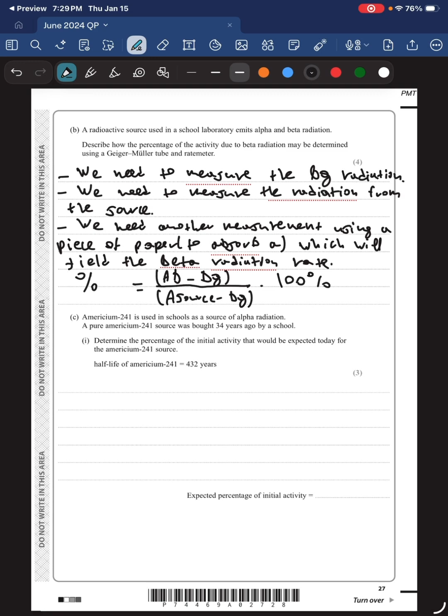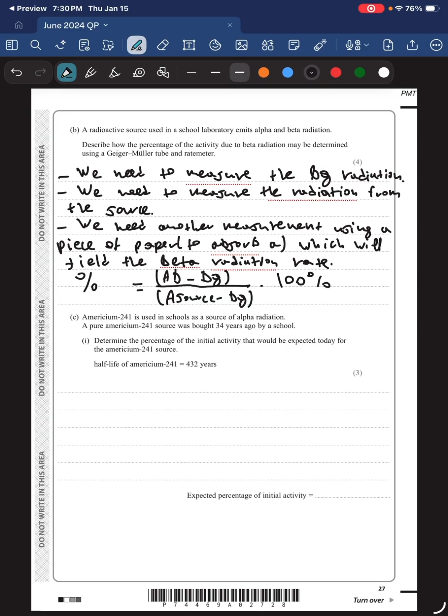Okay, part C. Americium-241 is used in schools as a source of alpha radiation. A pure americium-241 source was bought 34 years ago by a school. Determine the percentage of the initial activity that would be expected today for the americium-241 source. They give you the half-life of americium-241: 432 years.